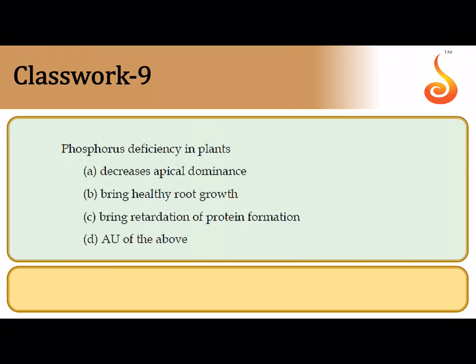Phosphorus deficiency in plant. Now, what happens due to phosphorus deficiency in plant? Phosphorus is a very important component of protein, and therefore it is involved in protein synthesis, and as a result it brings about reduction or retardation in protein formation. So please remember, phosphorus plays a very important role in the process of protein synthesis.